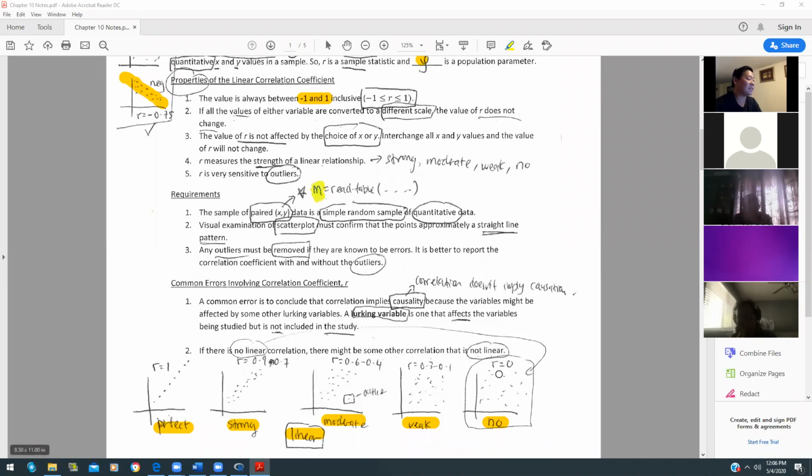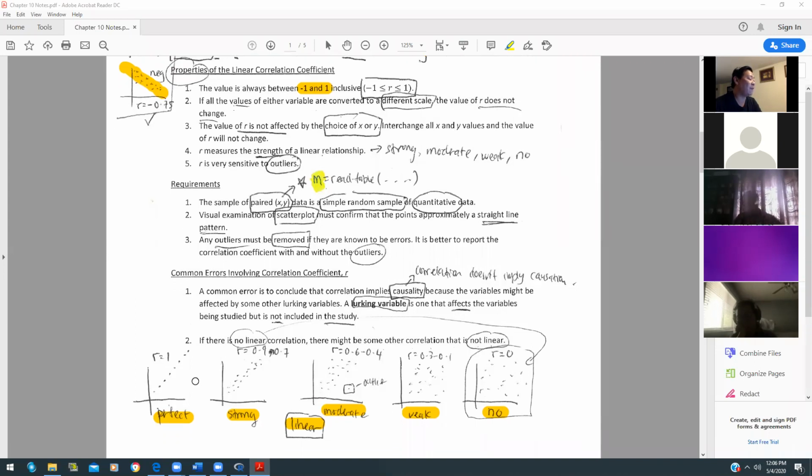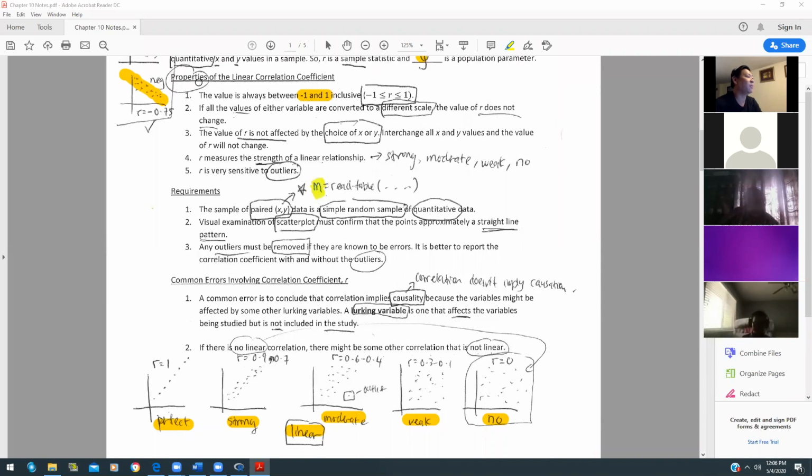This is all positive because your slope is positive. So when you have a downward slope, then your R in this case will be negative. Okay, so this is what we call your properties. Your R is between negative 1 and 1. If you change the values to different scales, your R does not change.